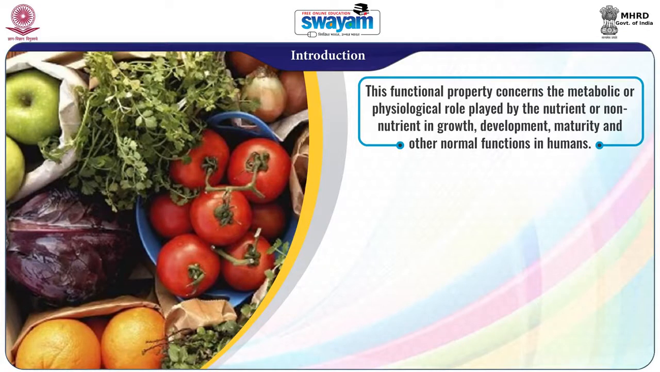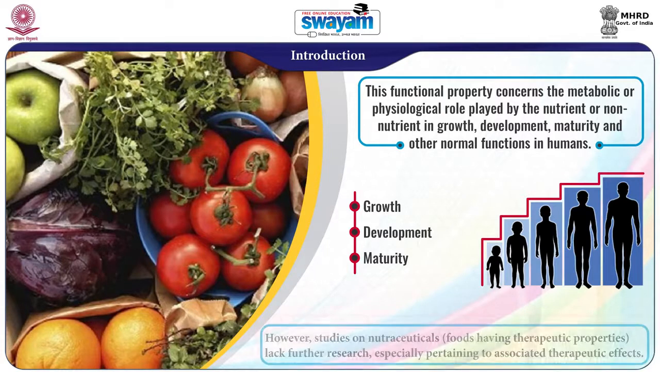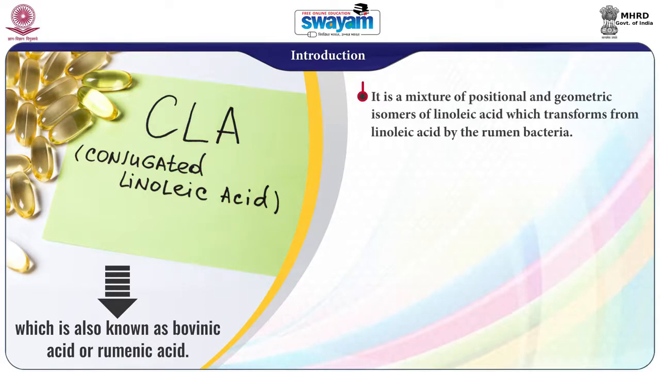This functional property concerns the metabolic or physiological role played by the nutrient or non-nutrient in growth, development, maturity and other normal functions in humans. However, studies on nutraceuticals, that is foods having therapeutic properties, lack further research, especially pertaining to associated therapeutic effects. Conjugated linoleic acid, CLA, which is also known as bovinic acid or rumenic acid, is a mixture of positional and geometric isomers of linoleic acid which is transformed from linoleic acid by the rumen bacteria.